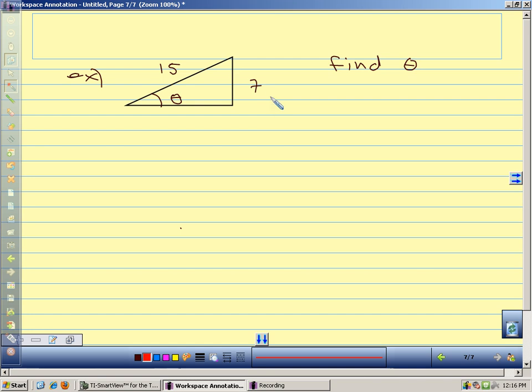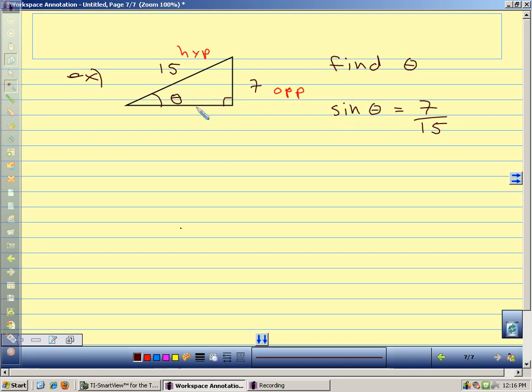So 7, opposite, adjacent, or hypotenuse? 7 is opposite, all the way across the triangle. 15 is the hypotenuse. I didn't label our 90-degree angle, but there it is. All right, so what trig ratio tells us about the opposite and the hypotenuse? Sine. So I'm going to write sine theta is 7 over 15, opposite over hypotenuse.